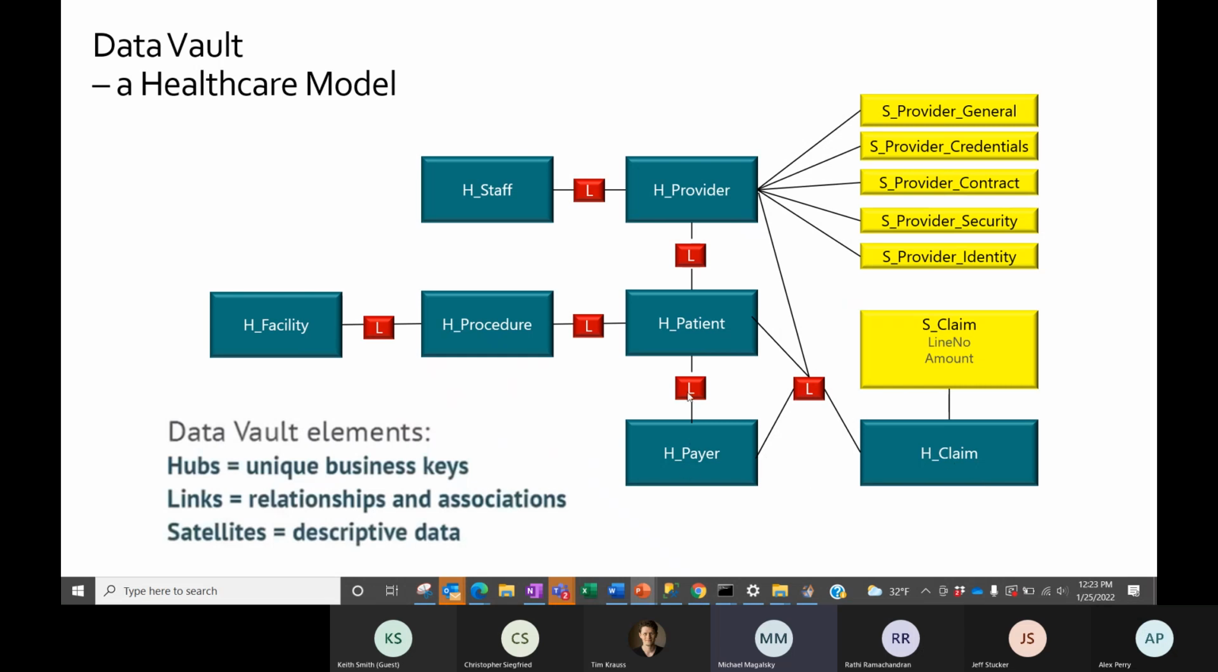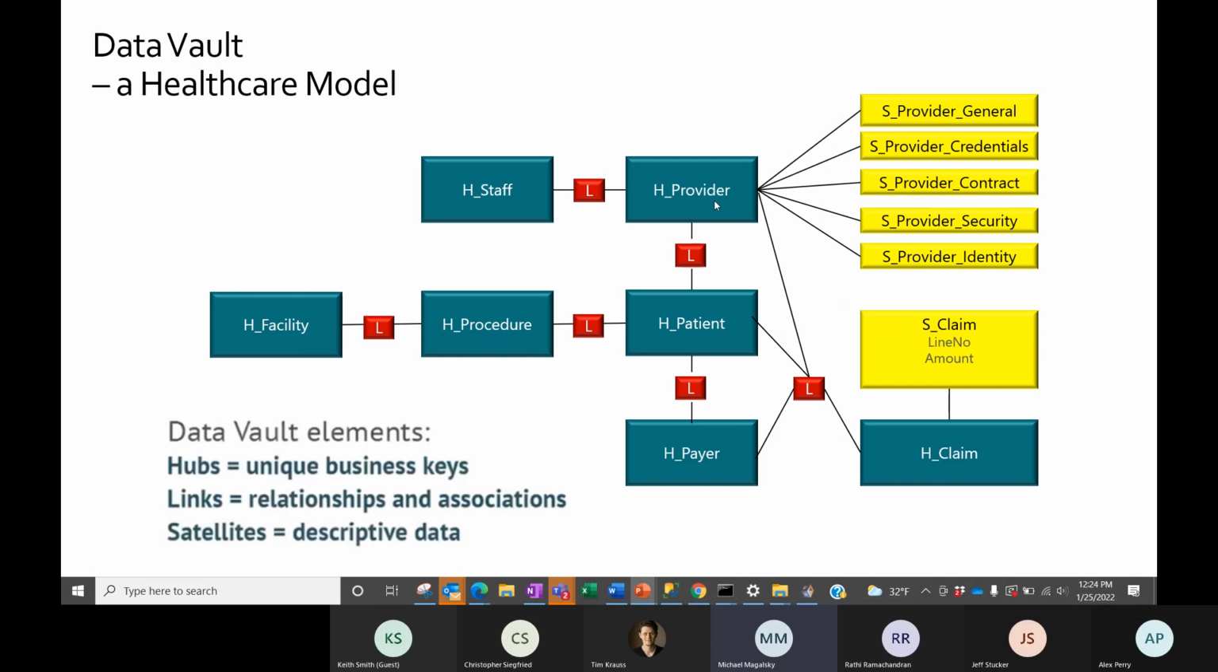So each of these are hubs. There's a link between several of these objects that shows that there's a relationship between them. The link in this case is a multi-way link that links 4 objects together. Sometimes links can be 2-way, 3-way, or n-way. And also there are satellite objects that describe the relationships or the descriptive data about the hubs and sometimes the links. That descriptive data is, as it turns out, what changes in the data over the life cycle of data. It's the descriptive data that typically changes.